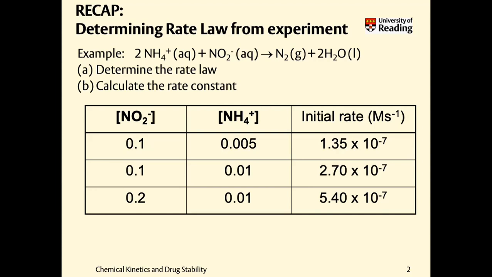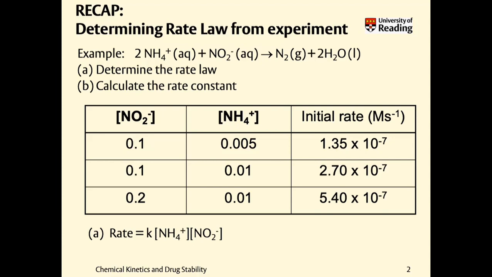If you look at the difference between the second and the third experiment, you can see that the concentration of the first reactant has doubled, the second reactant has stayed the same, and you can see that the rate has also doubled. So this allows you to see that the rate is proportional to both of these reactants. So the rate law is the rate equals K times the concentration of both of the reactants. So that's what you should have got for that part of the question.